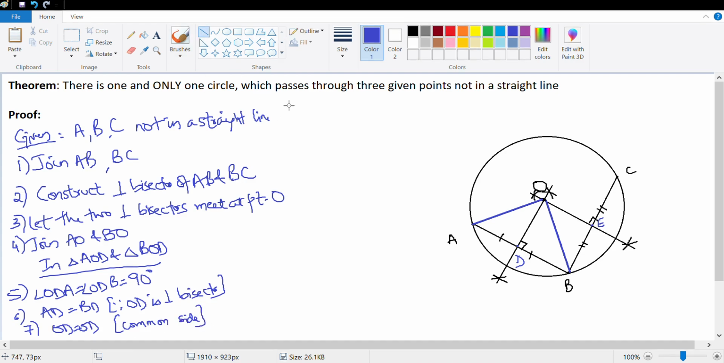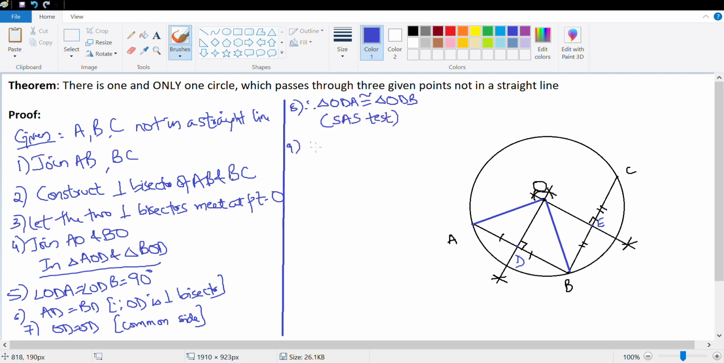What this means is, therefore, triangle ODA is congruent to triangle ODB. This is by side angle side test. What this means is OA is equal to OB. This is CPCTC. So we've got OA is equal to OB. This side and this side are equal. Similarly, we can prove that OB is equal to OC.